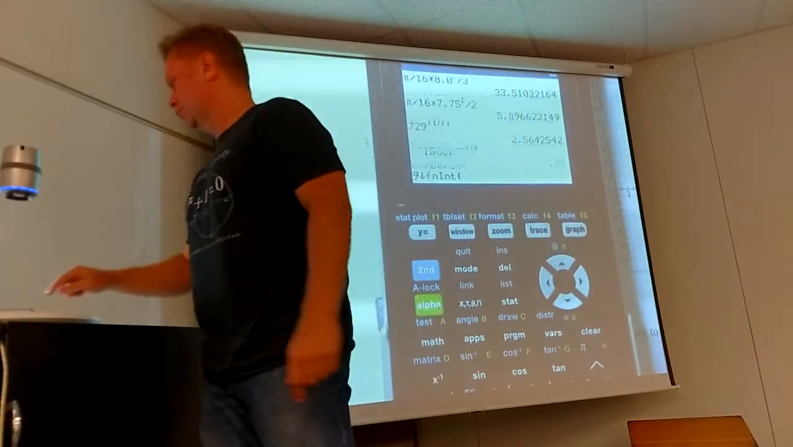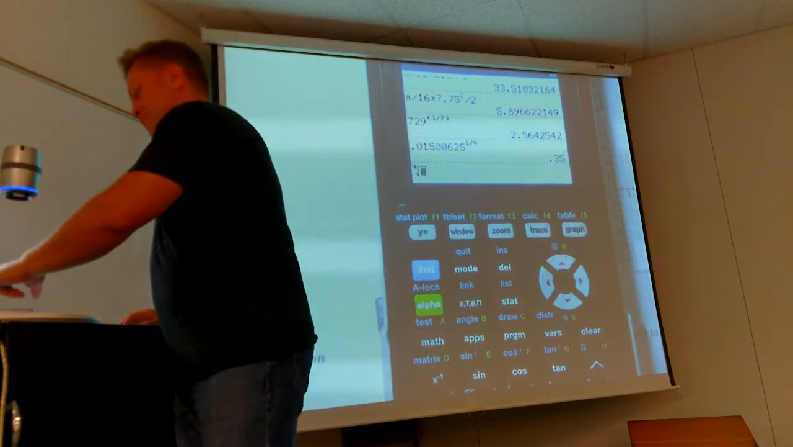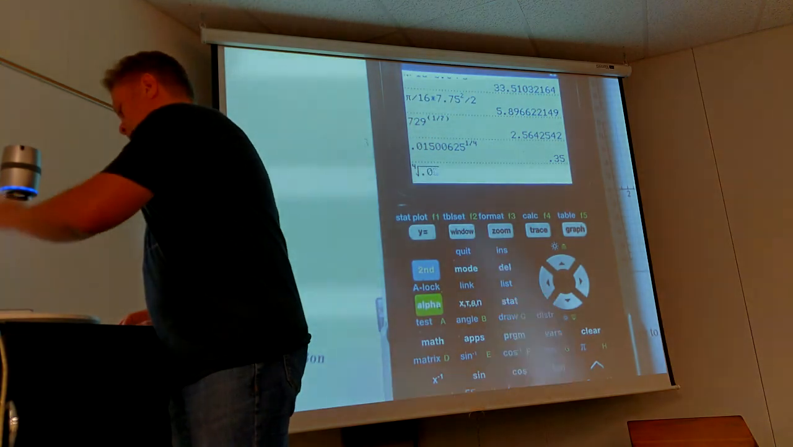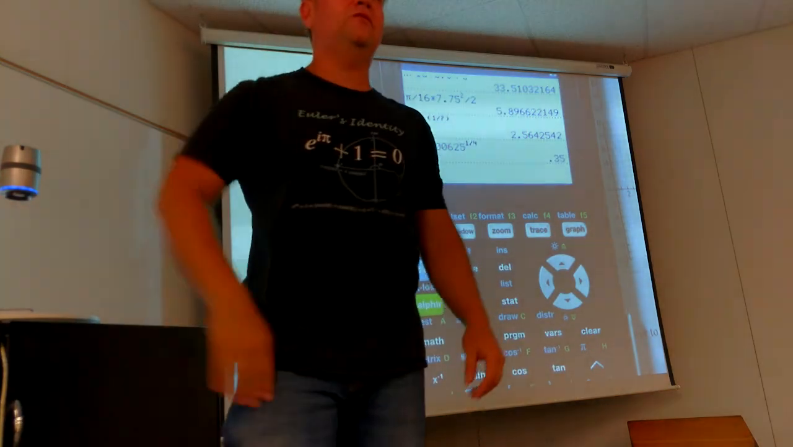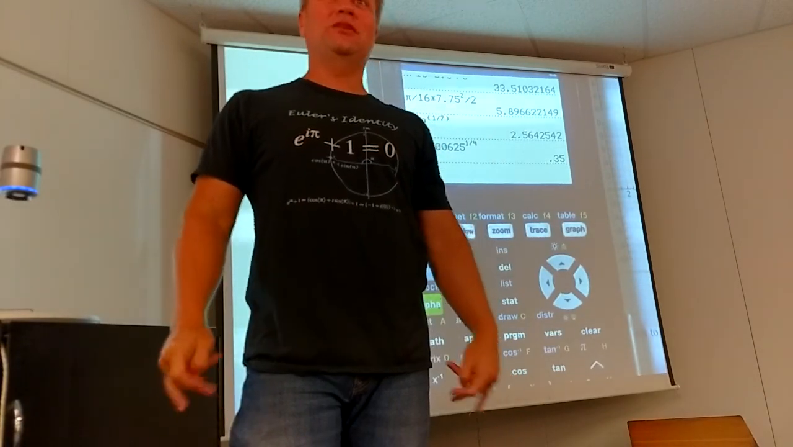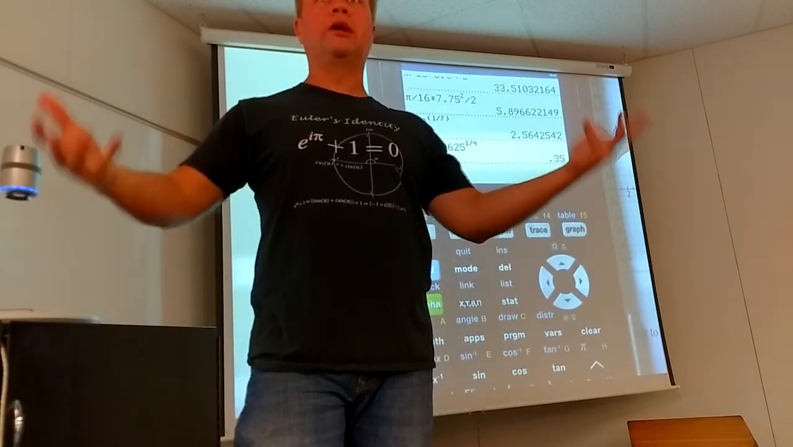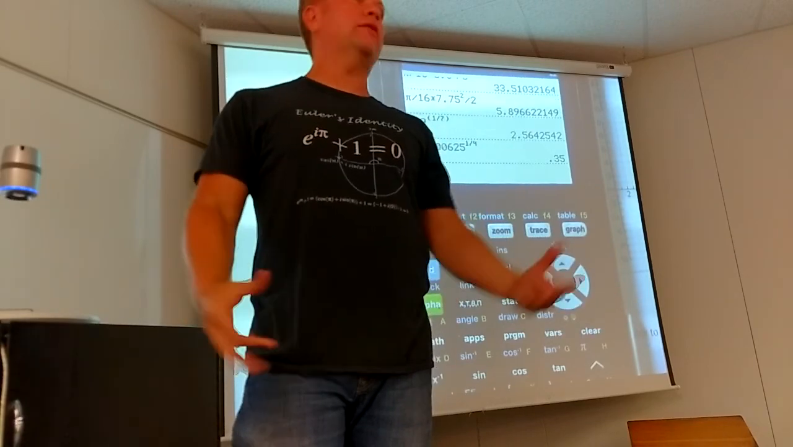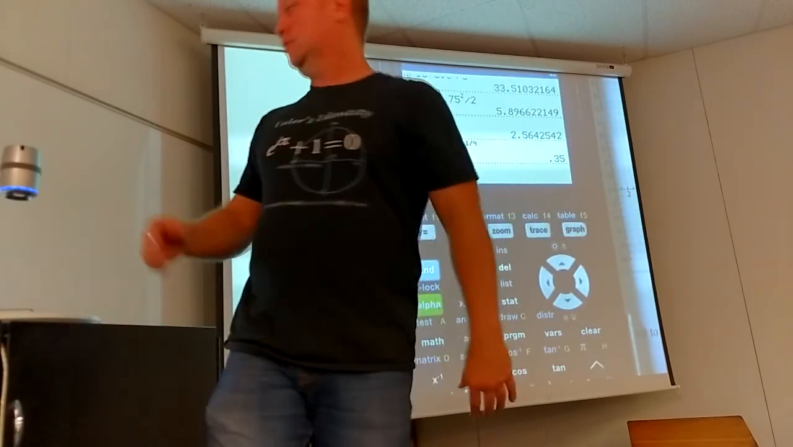4th root of 0.0625. I'm not going to do all that. It'll give you the same answer. It's the 4th root, right? So there is a general root button. It's under math. Math sounds like there's going to be a lot of stuff in there, and there is.